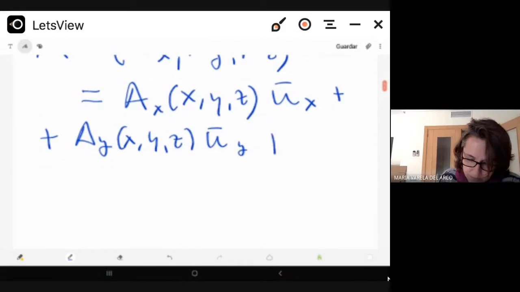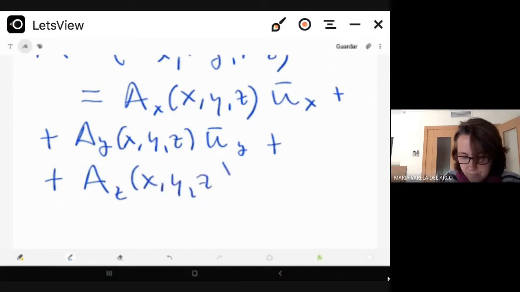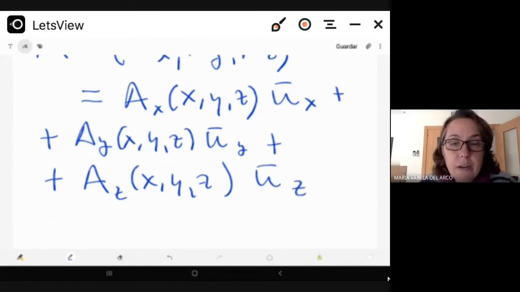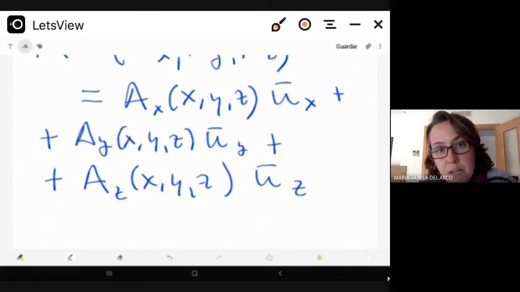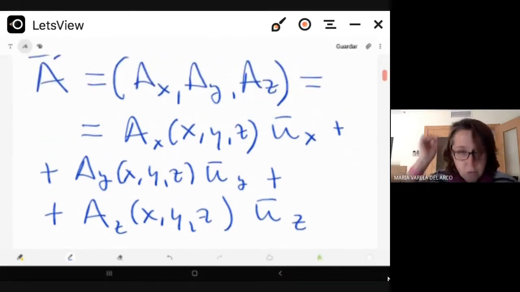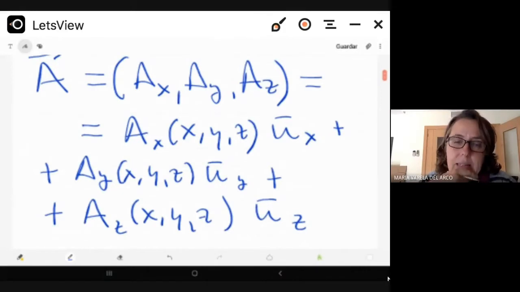Plus a third component, which would be a function of x, y, and z in the three-dimensional space, just multiplied by the unit vector in the proper direction. Okay, so this, in principle, would be my vector field in Cartesian coordinates.